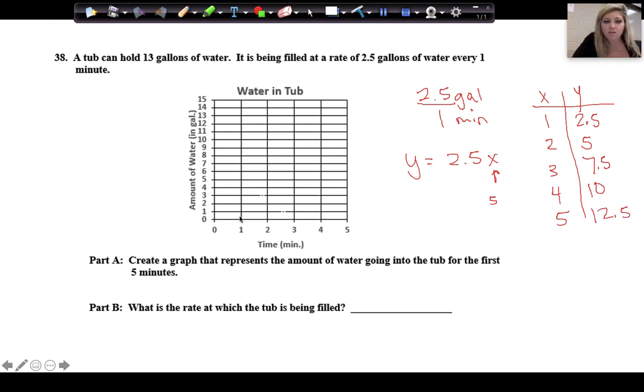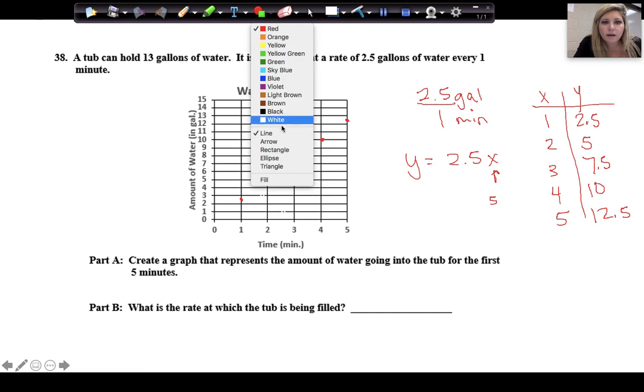Okay, so then you're going to come over here and you're going to mark them. So over 1 up to 2.5. Over 2 up to 5. Over 3 up to 7.5. Over 4 up to 10. And then over 5 up to 12.5. Okay, so there's your line. I can make a line here.